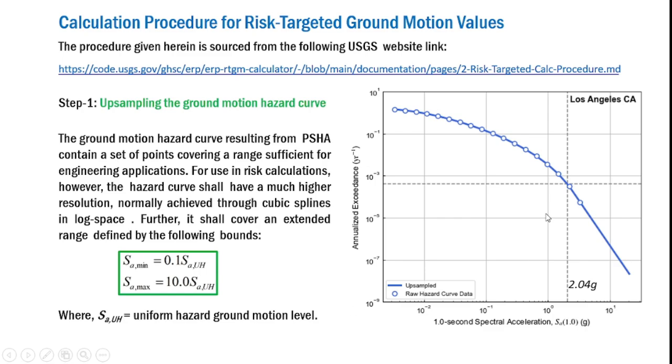For example, for this hazard data, we find that corresponding to a 2% probability of exceedance in 50 years, we have a ground motion level of 2.04 g, which means that our hazard data used for the RTGM calculation should have a bound covering 0.2 g and 20 g. That is very clear from this. It is taken up to the 20 g level. So this is the first step, that means tuning the ground motion hazard curve in order to help us arrive at an appropriate RTGM value.